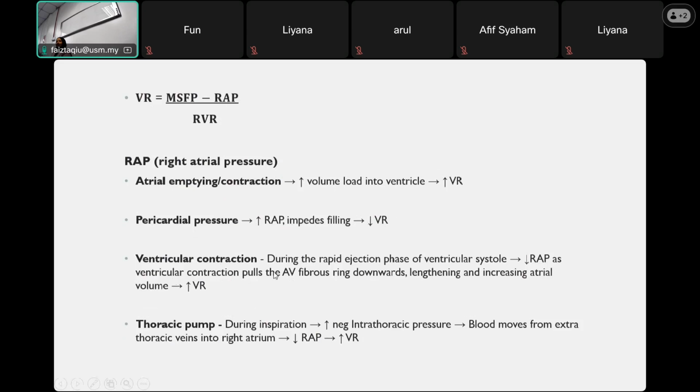For ventricular contraction, during the rapid ejection phase of ventricular systole, there is a decrease of the right atrial pressure because the ventricular contraction pulls the AV fibrous ring downwards and it causes lengthening and increasing of the atrial volume and subsequently increase of the venous return. Next is the thoracic pump. During inspiration, we have a negative intrathoracic pressure, and this negative intrathoracic pressure will drive the blood from the extrathoracic veins into the right atrium. It will reduce the right atrial pressure and subsequently also increase venous return.